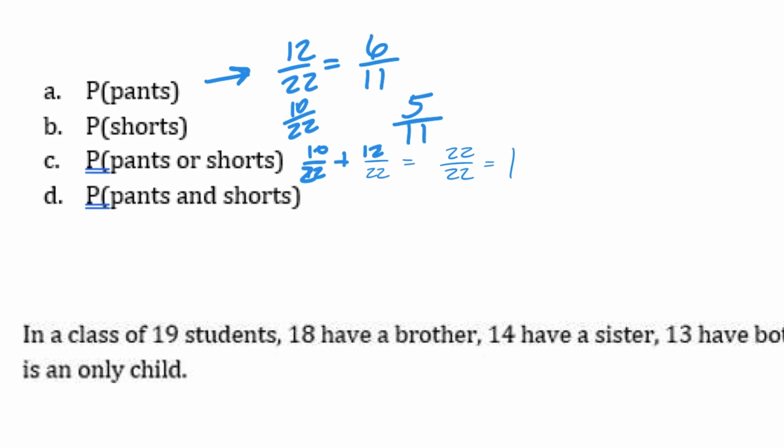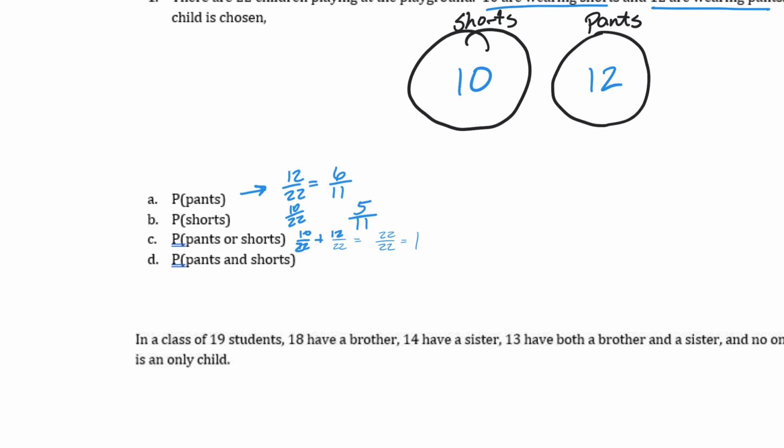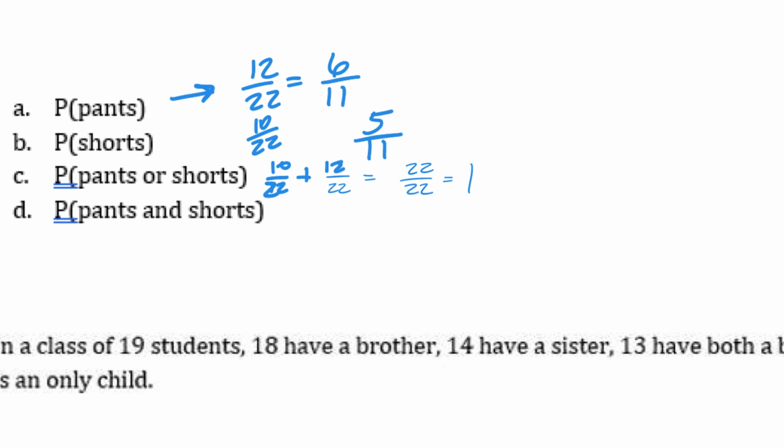Now, pants and shorts are mutually exclusive events. So our probability of selecting one that is wearing both is 0 out of 22. So the probability is 0.